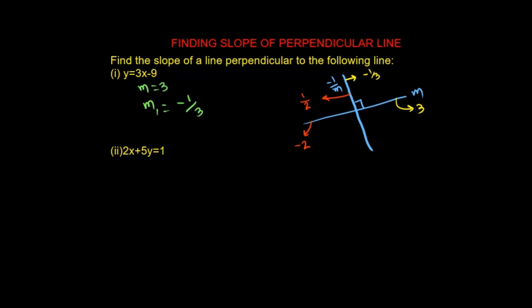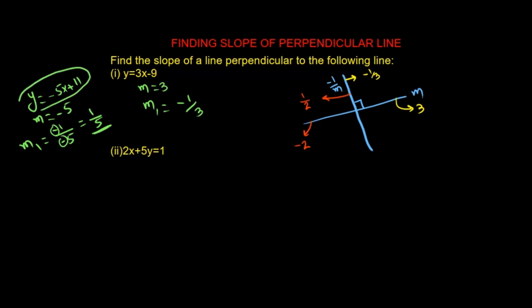If we had a line that looked like this, y equals minus 5x plus 11, the slope of this line is minus 5, and the slope of the perpendicular line, let's call it m1, that would be minus 1 over this value, which is minus 5. Minus and minus can be cancelled out, so you are left with 1 over 5. That's the slope of the line which is perpendicular to y equals minus 5x plus 11.